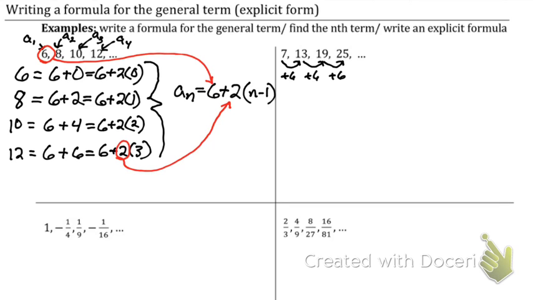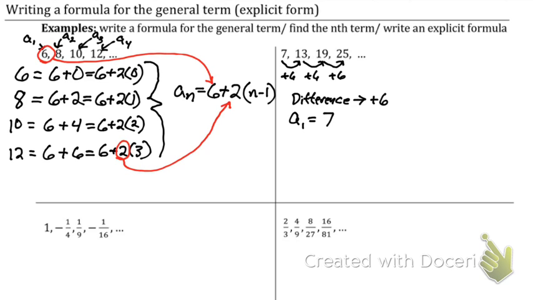So it has a common difference of 6. Well, that's what that 2 was in the last one. That 2 was my common difference between the two. So we have a difference of a positive 6. We also have a first term being 7. No, this 6 was my first term. My common difference was here. And then we had n minus 1.